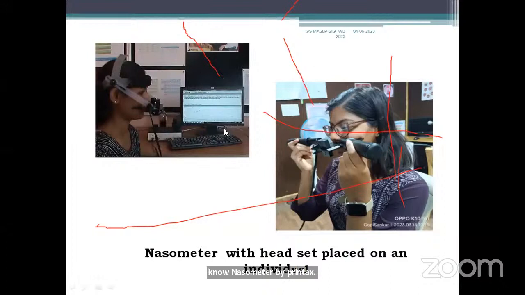And this is how the patients are seated. If you see the previous versions, they have a headgear where it has been fixed, as depicted in the picture. But the current versions are handheld. So whenever you want to use it, you use it. Then you can ask the patient to relax, and we can use it. The right-sided picture indicates how the current version is.